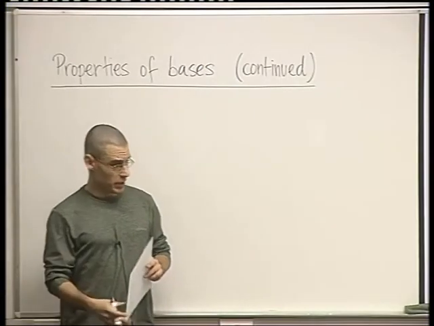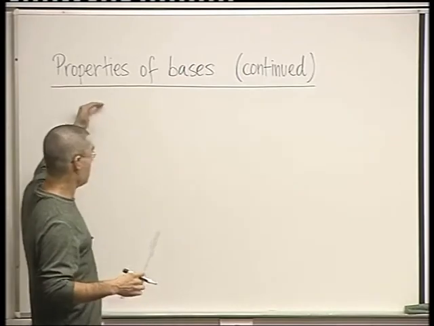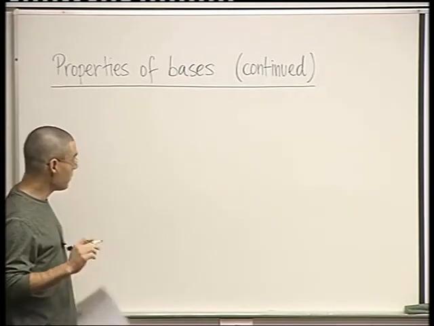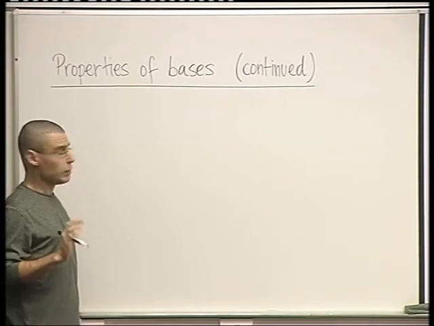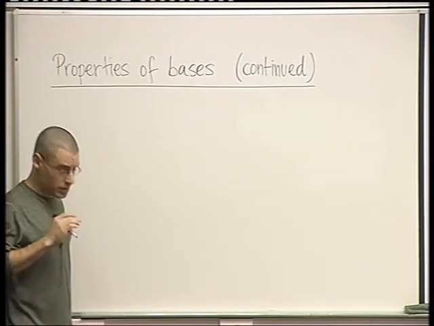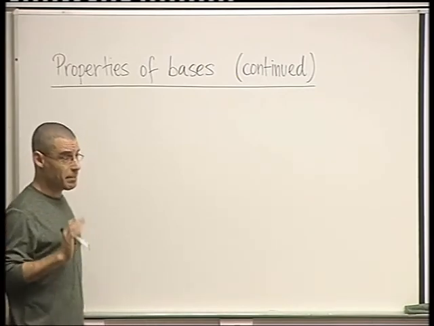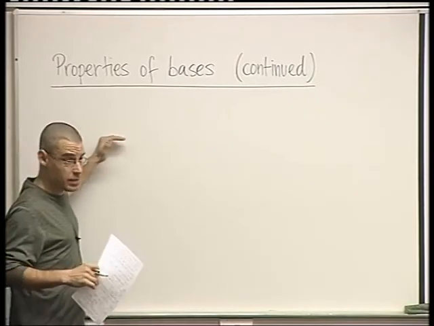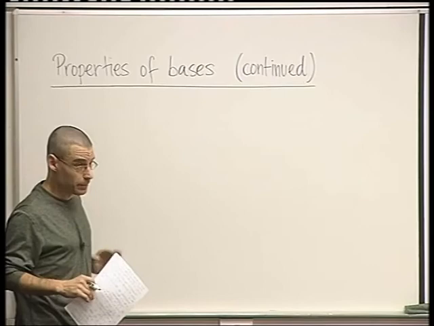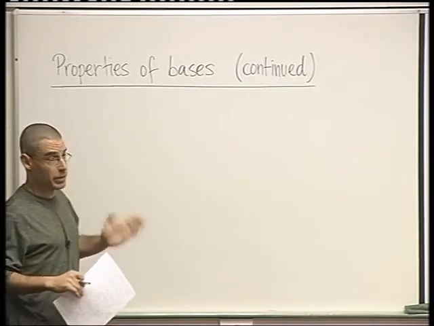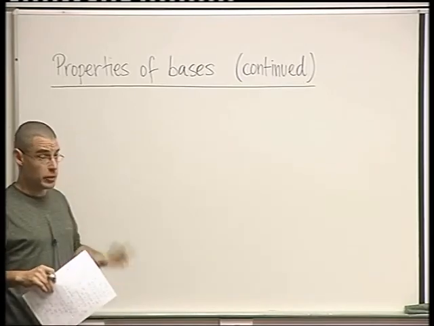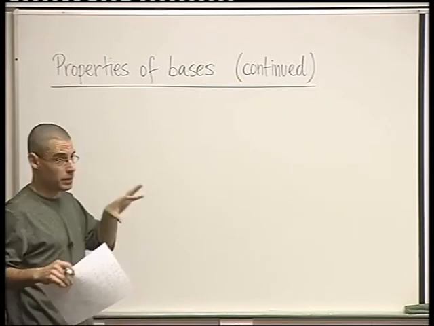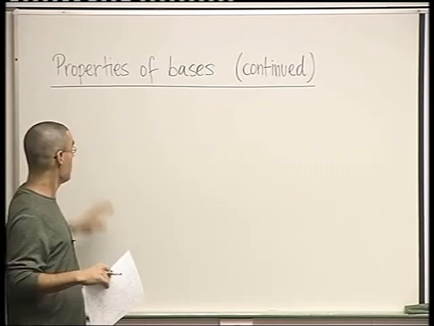We want to continue our discussion of bases of vector spaces. I want to remind you of a few things. First of all, in this entire course we're dealing only with finite dimensional vector spaces, meaning that they have a basis with finitely many elements. We've seen examples of non-finite dimensional vector spaces, and they're very important, but they're beyond the scope of this course. That's the first thing.